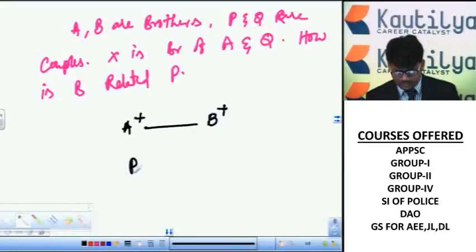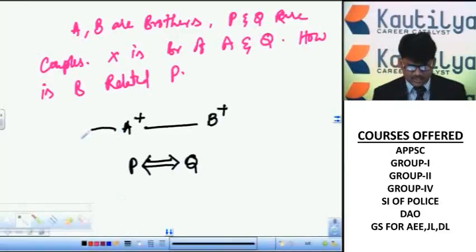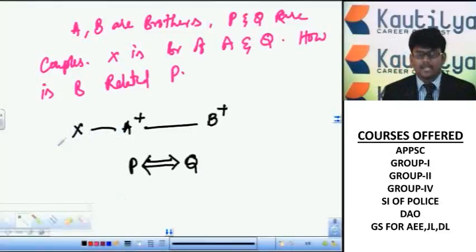P and Q are couples, represented by the double implies symbol. We don't know the genders of P and Q at all. Next relationship: X is a brother of A. A is already here. A's brother is X. X is a plus person and also the brother of Q.